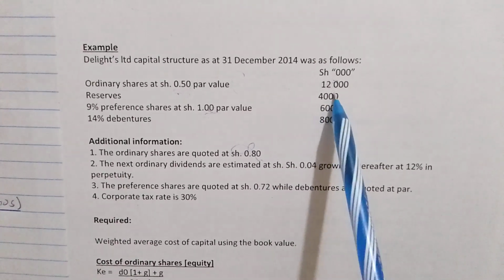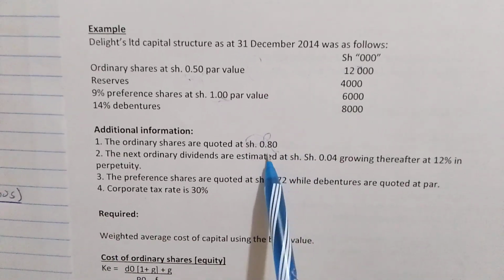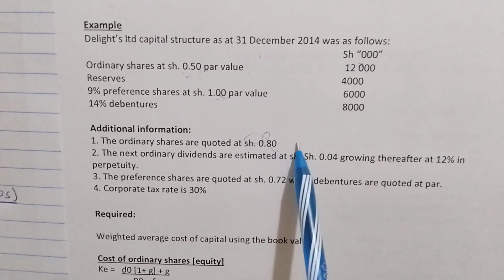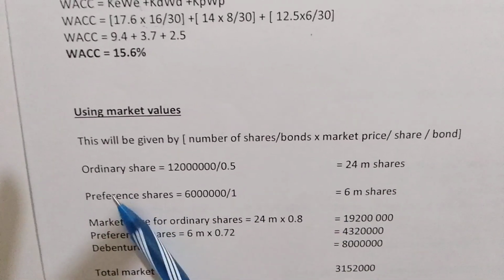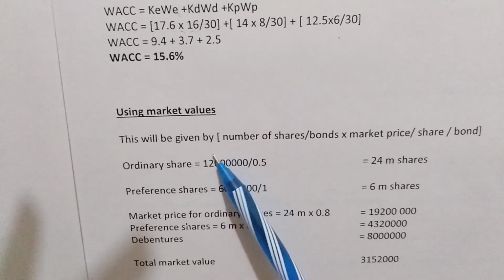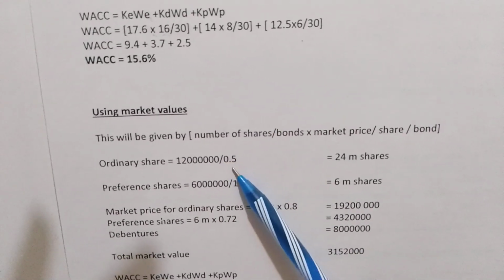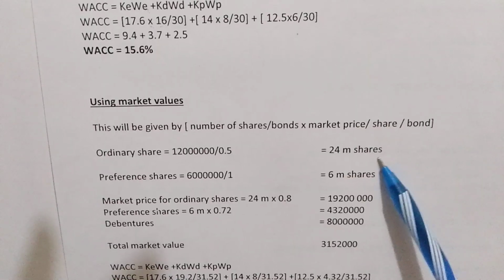So how much now? If we have 24 million ordinary shares, and if you go to the market, they are going at 0.8. You take 24 million times 0.8. Right? So that is what you can see we did here. Ordinary shares, we took 12 million, the total value, divided by par value, and we get the number of shares. We have 24 million shares.